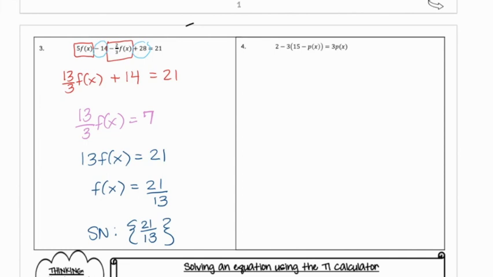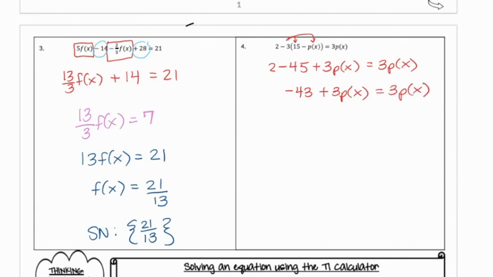So let's try number 4. For number 4, I'm going to apply distribution first, then start combining like terms, then start moving things around, and let's see where that ends up. Okay, so I did distribution. I combined my 2 minus 45 to give me a negative 43 plus 3p of x is equal to 3p of x. So I am going to move those p of x together. And this is where I end up. I end up at negative 43 is equal to 0. The p of x canceled out on both sides.